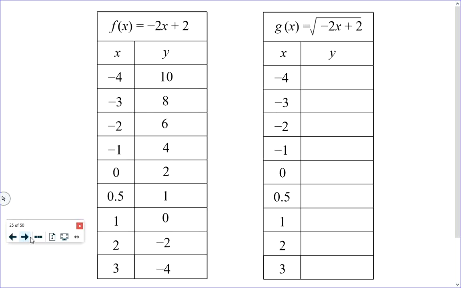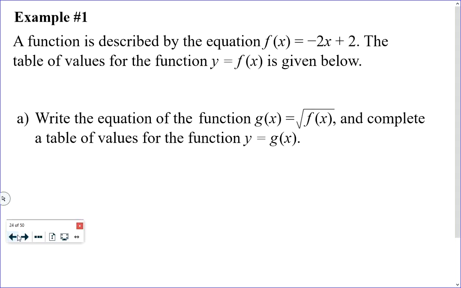So what I've done is I've just picked some numbers, and don't worry about why I've picked this 0.5 in here. I've picked negative 4, and I put negative 4 up here for x, and I get 10. And with a little bit of thought, you can convince yourself that you could find these numbers as well, these y coordinates on the graph that correspond to those x coordinates on the graph of f of x. And the question says, write the equation of g of x equals root f of x and complete the table of values for g of x.